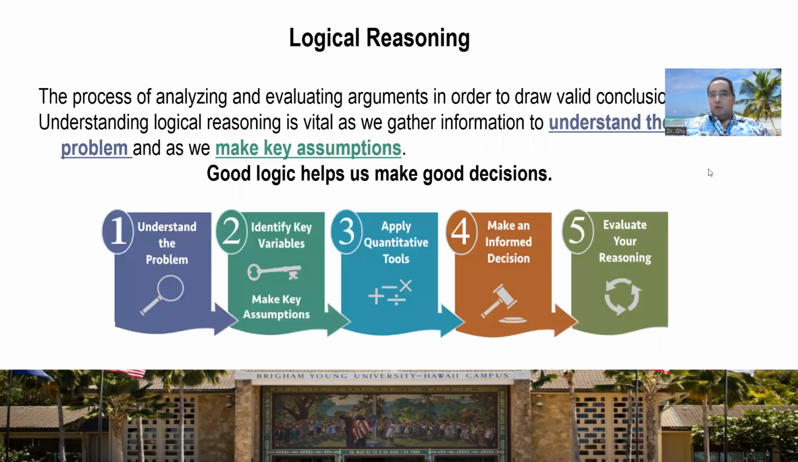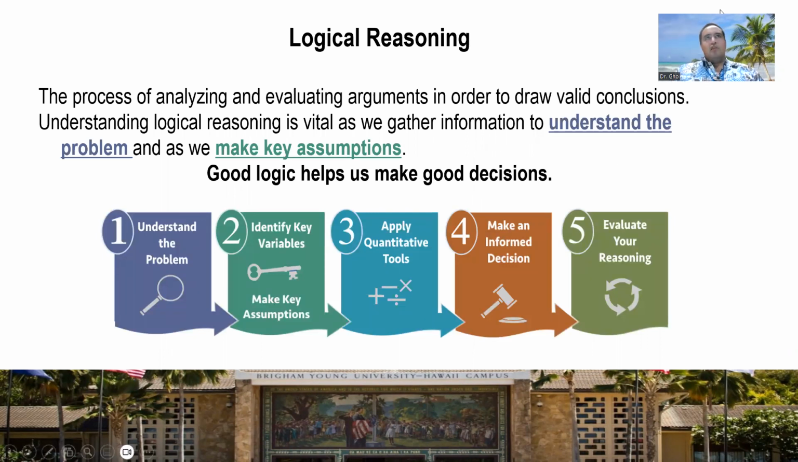And to help us with that, we'll look at something called the quantitative reasoning process that you read about in the Math 108 textbook. This is a way that we can look at how to use tools to answer questions in a very rational method. It's important that first of all we understand the problem, we identify what the variables are. Variables are things that can change. Assumptions are things that don't change, but they're important to understand to help us make a decision.